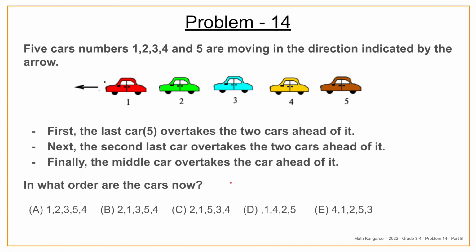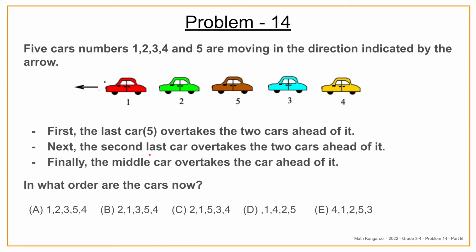Let us break this problem and solve it in steps. First, the last car overtakes the 2 cars ahead of it. So, if the cars are in the order 1, 2, 3, 4 and 5, then the last car, number 5, will get in ahead of 2 cars. So our order becomes 1, 2, 5, 3 and 4.